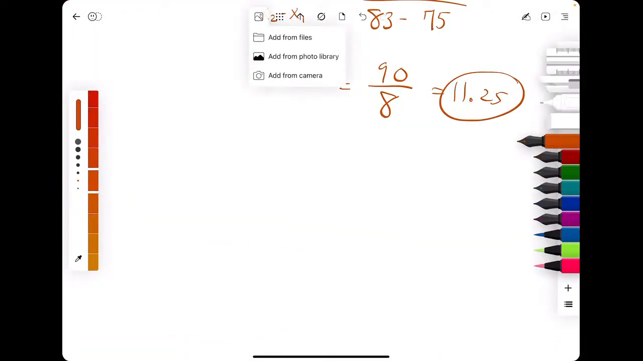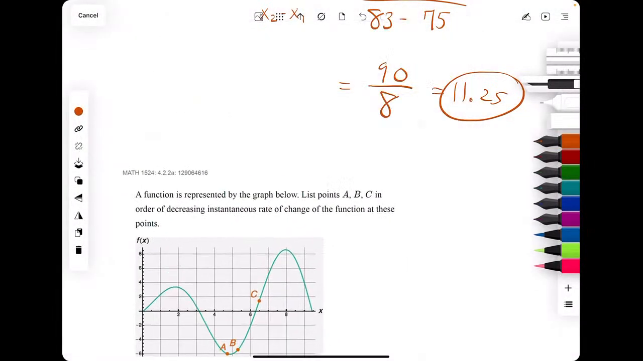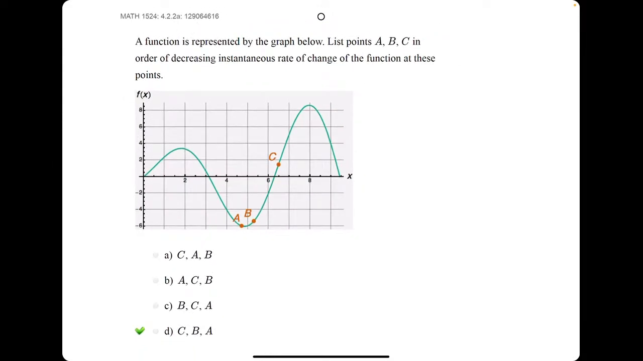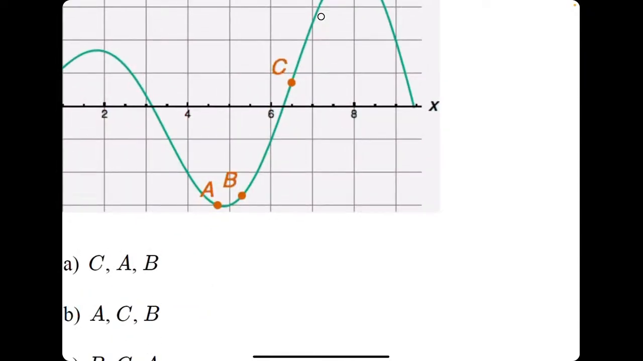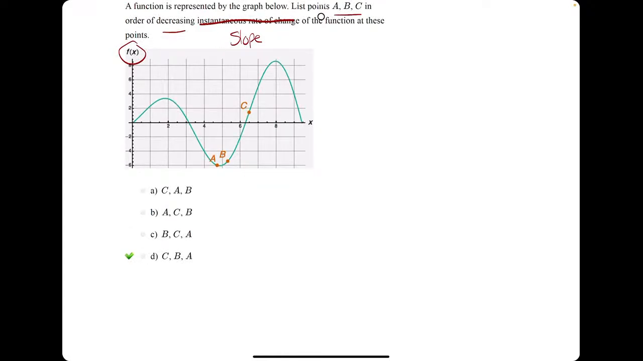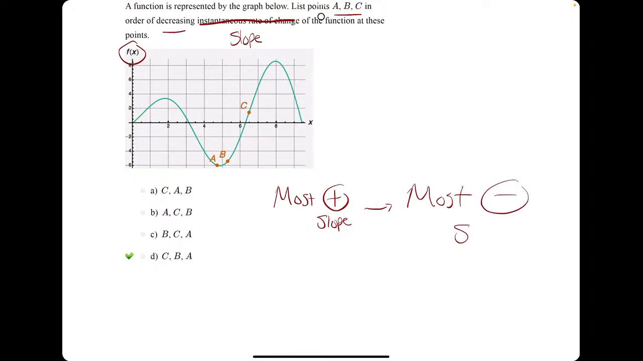Did I pull one more? Oh, yes. Okay, good. So this one I could totally see on the final. They say a function is represented, so original function f of x, list points a, b, and c in order of instantaneous rate of change. That just means slope or derivative, but slope is better. In order of decreasing slope of these points. In other words, we want to identify essentially the slope of each of these. Not the number, but really if it's positive or negative. We want to order these from the most positive slope to the most negative slope.